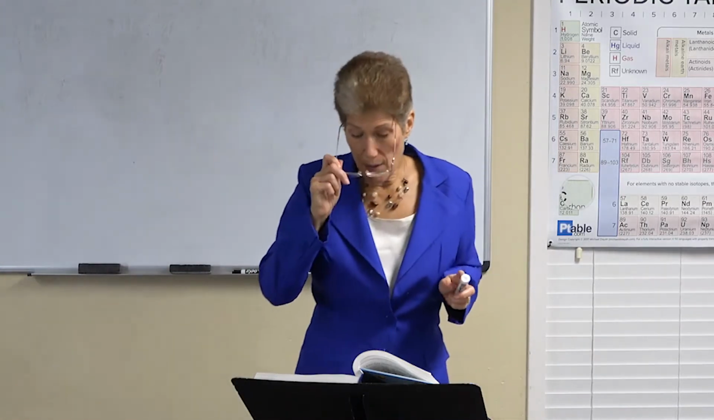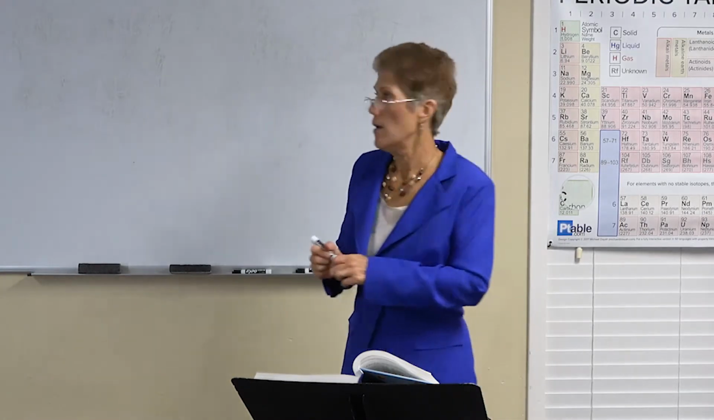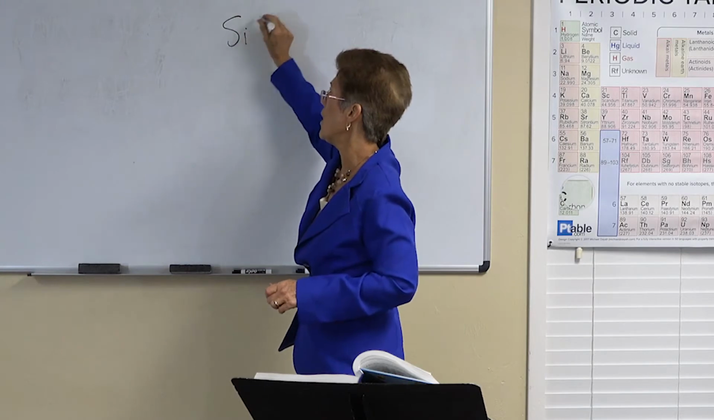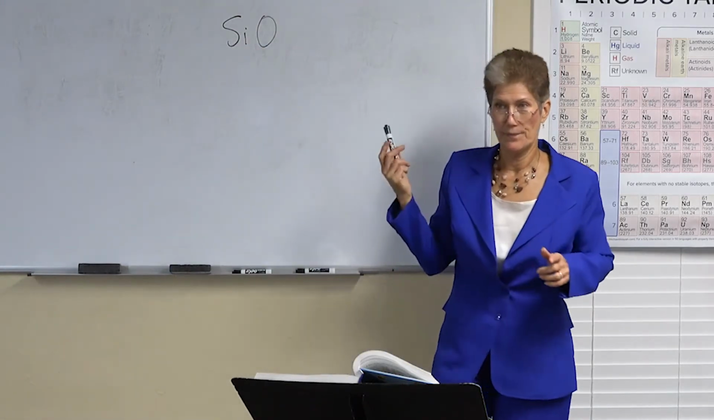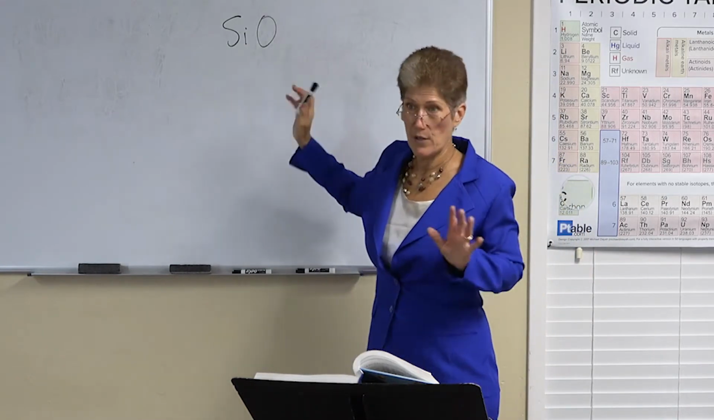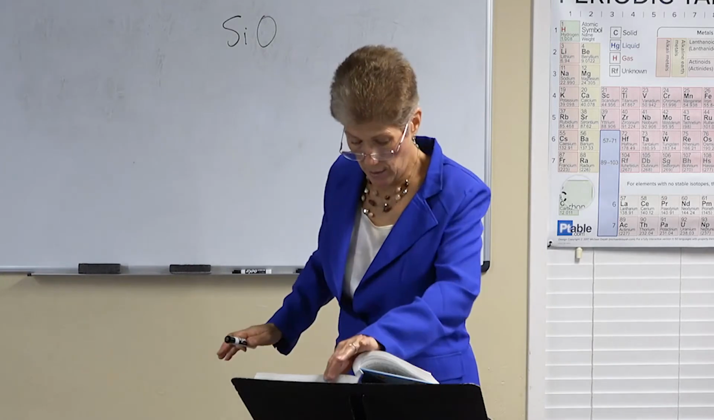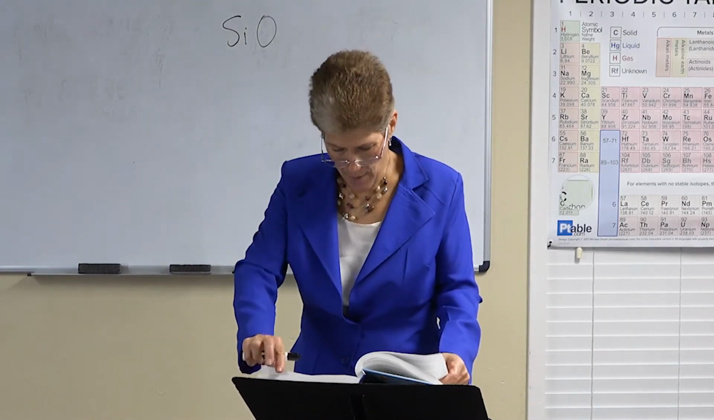Okay. The next one, it says the chemical formula for silicon monoxide, which is SiO. How do I write that formula? Do I have to do anything to that? No, we're done. Silicon monoxide means there's one of those, so then we're done. Right? Like I said, be ready for him.